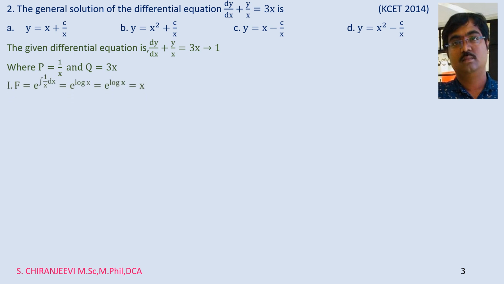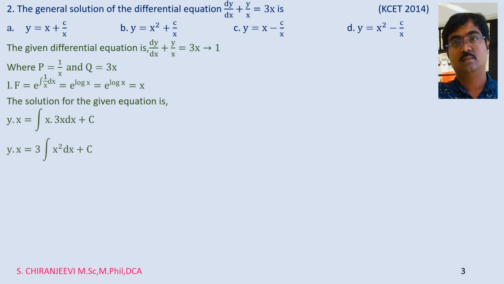Now the integrating factor is e power integral 1 by x dx. Integral 1 by x dx is log x, so it is e power log x. E and log will cancel, so it will be x. The solution for the given equation is y into integrating factor equal to integral of integrating factor into Q dx plus c. So now substituting, y into x equal to integral x into 3x dx plus c.